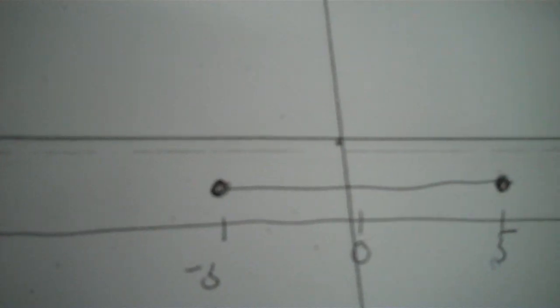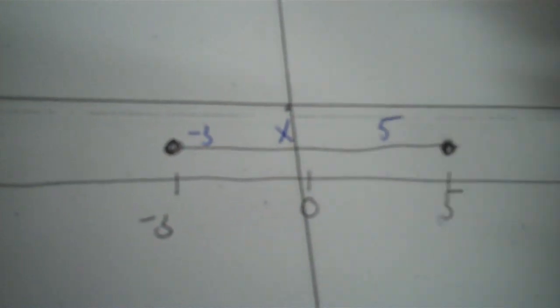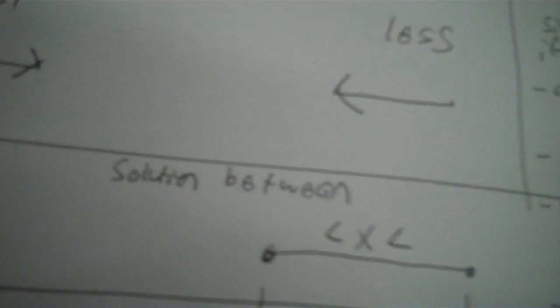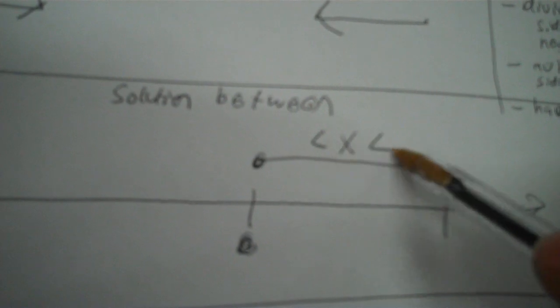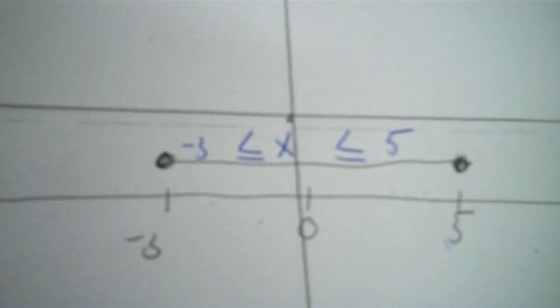Okay, now x can be any number as long as it's between -3 and 5. So what I do is I put an x, okay, I put -3 and I put 5. Now when the solution set is between two numbers, like I'm exemplifying here, you want to use two less than signs. Basically you want to eat the highest number, but then you eat the x, and that's how that's always labeled when it's between. Now since the circles are closed, you put equal to right there.